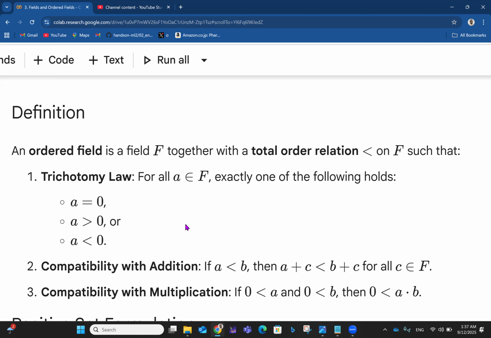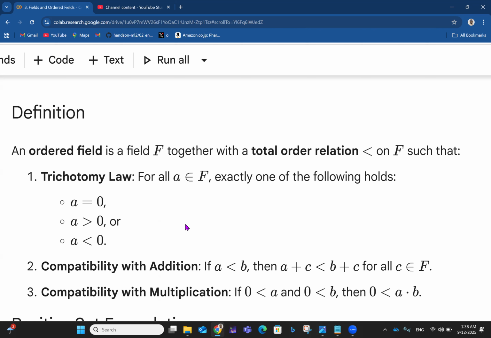And then we have compatibility with addition. If A is less than B, then A plus C should be less than B plus C. Because if A is less than B, and you add C to A and you add C to B, then A plus C should be less than B plus C. That's the compatibility with addition theme. So for any C you pick from the same field, if A is less than B, then A plus C should be less than B plus C. If this does not hold, then it means that it is not an ordered field you are dealing with.